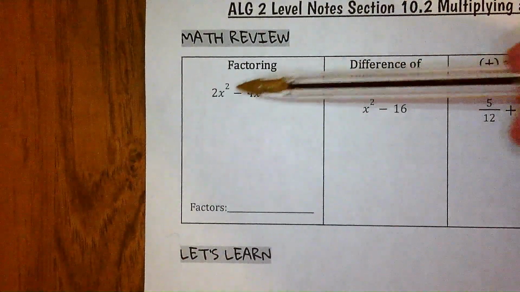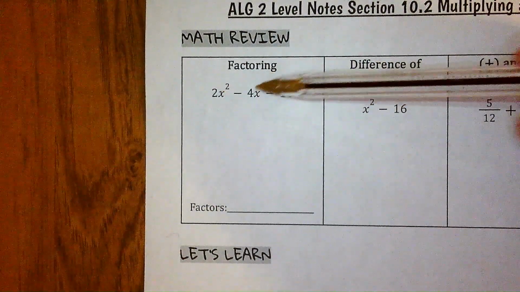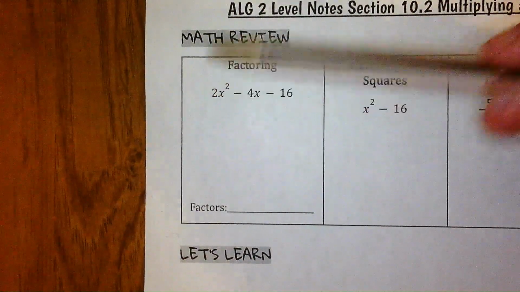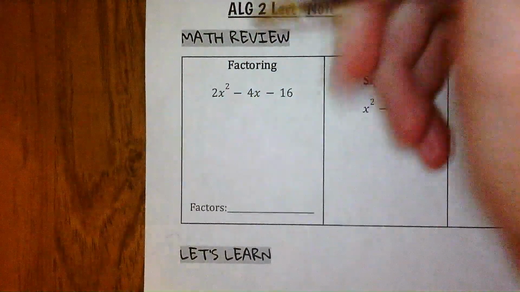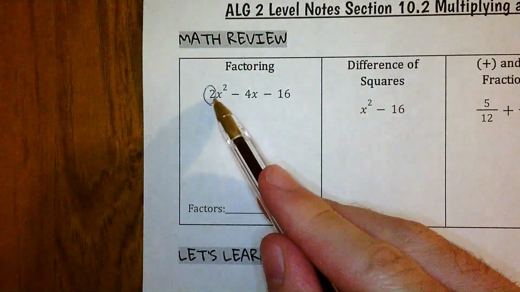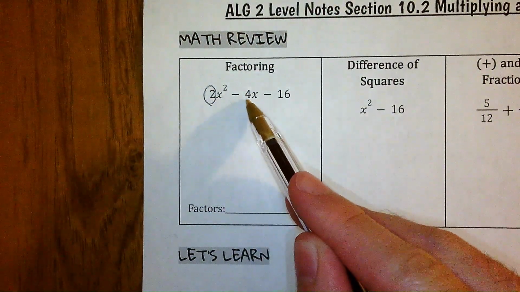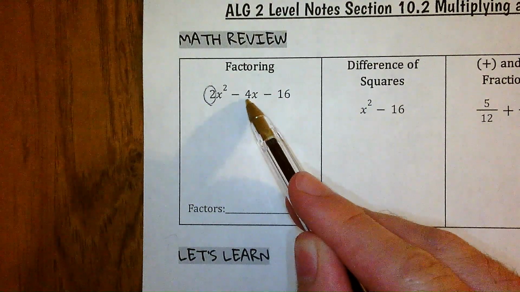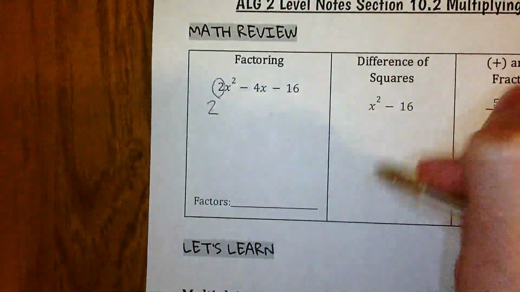First things first, we want to look for a common factor among our terms here, because we do have a leading coefficient of 2. That makes things a bit harder to factor. So let's see. This is divisible by 2. 4 will also be divisible by 2, and so will 16. So I'm going to pull the 2 out first, out front.